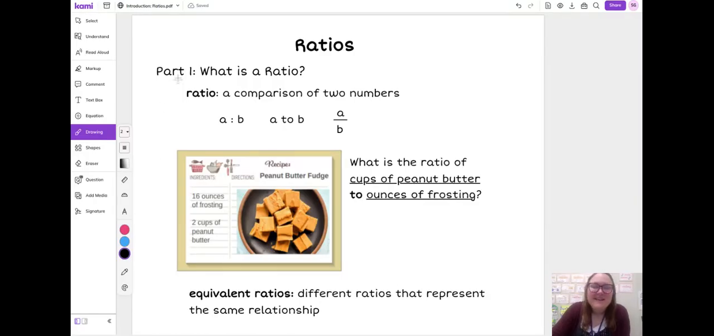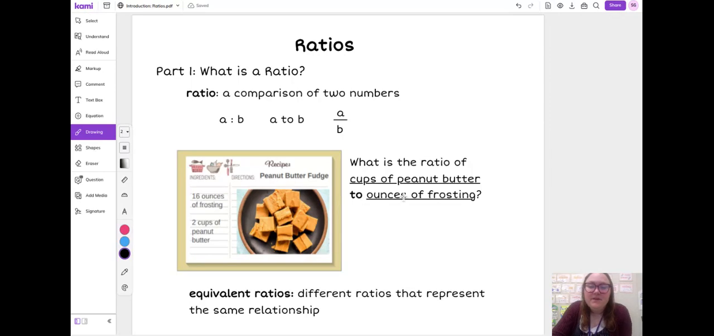To start off, what is a ratio? A ratio is going to be a comparison of two numbers. There are three different ways you can write your ratios. You can write it with the two numbers and a colon between them. When you read this, you read it as A to B. So another way you can write your ratios is writing A to B, or you can write it as a fraction, so A over B like that.